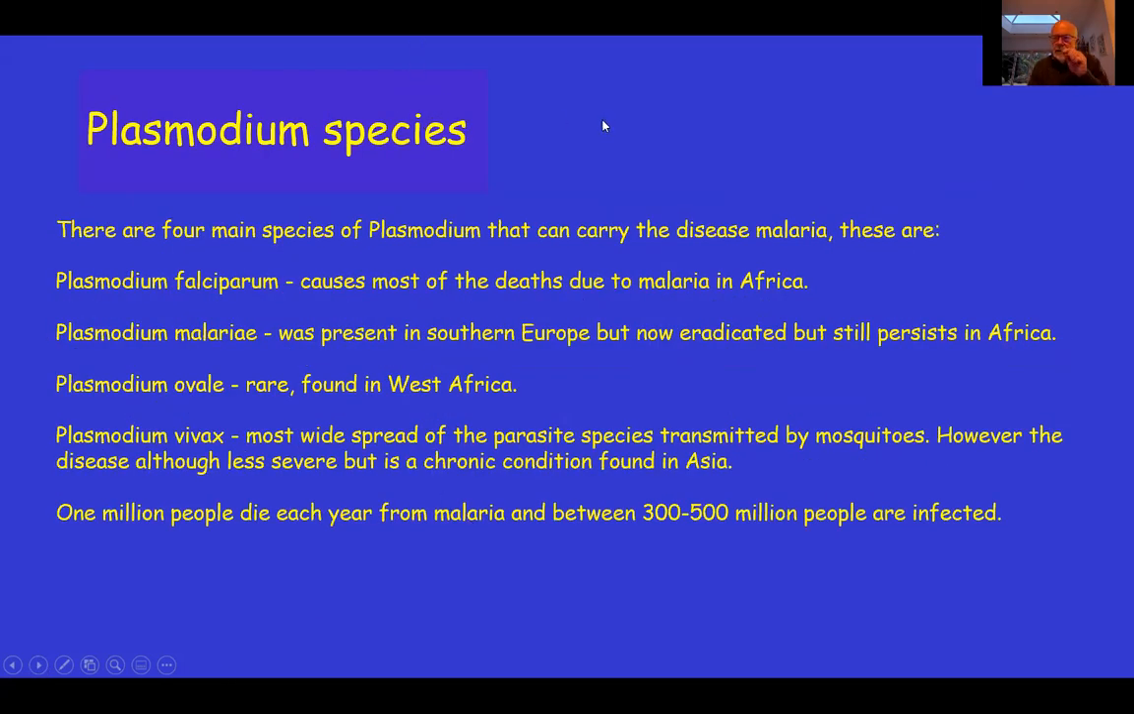So there are different Plasmodium species, and they cause malaria with different effects. Some are more severe than others, and they may occur in Asia or in particular parts of Africa. So the four main species, there are others, are Plasmodium falciparum, which causes most of the deaths due to malaria in Africa.